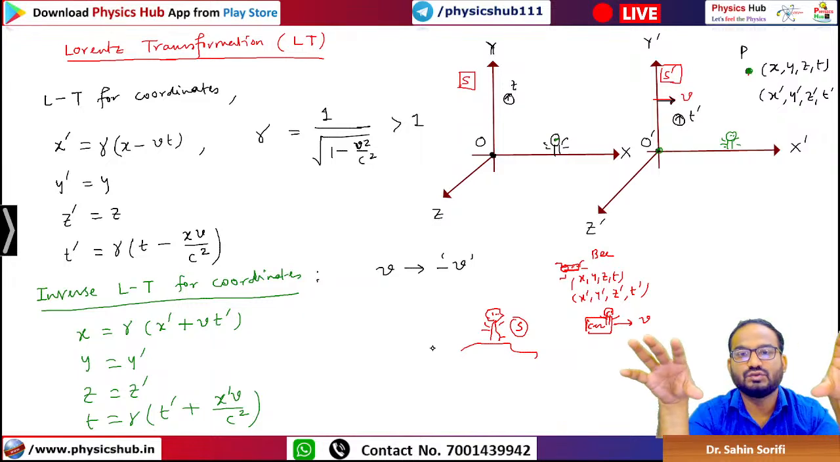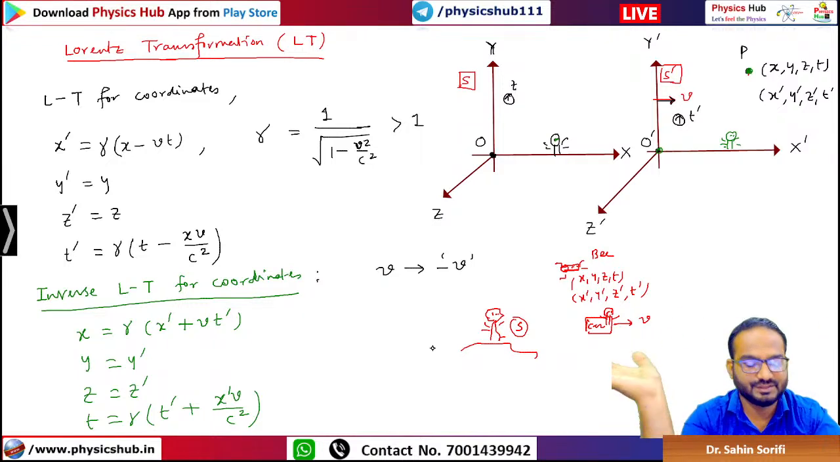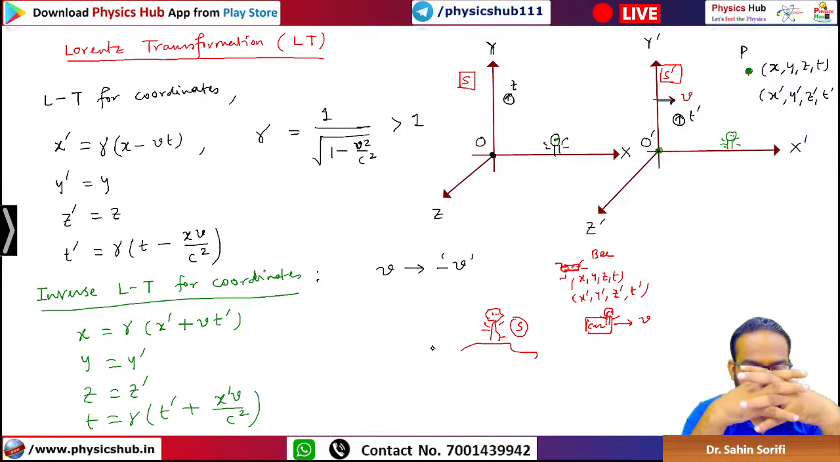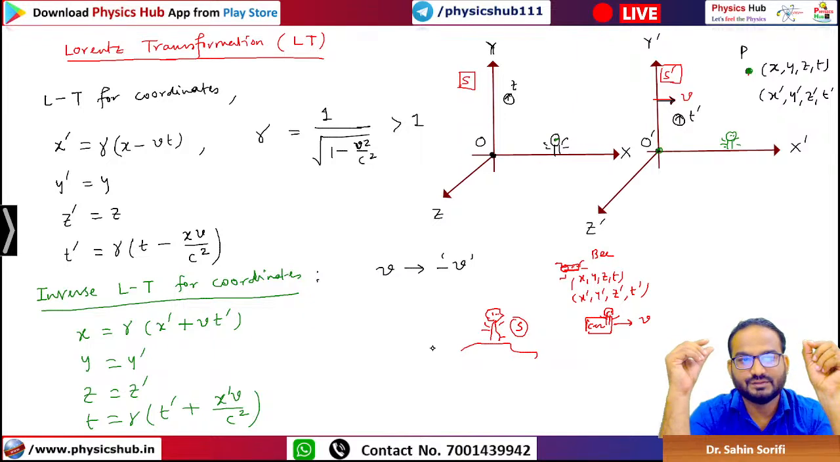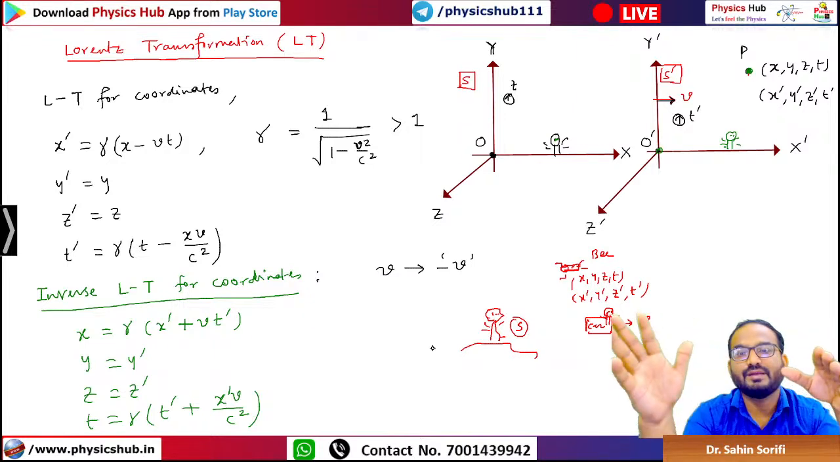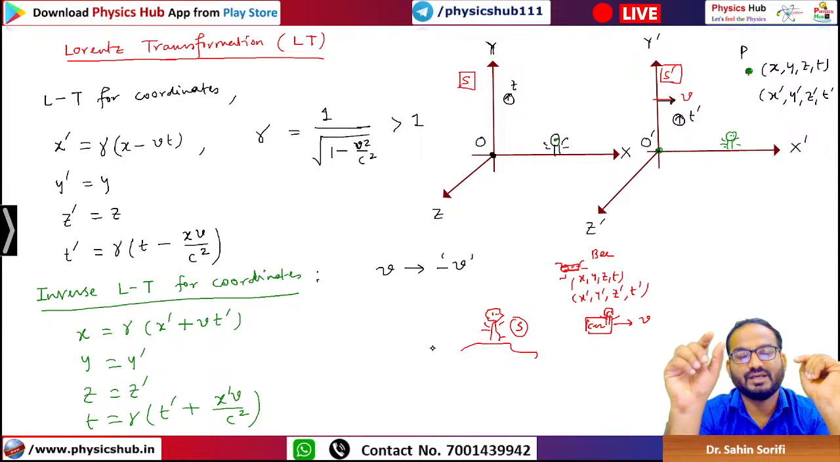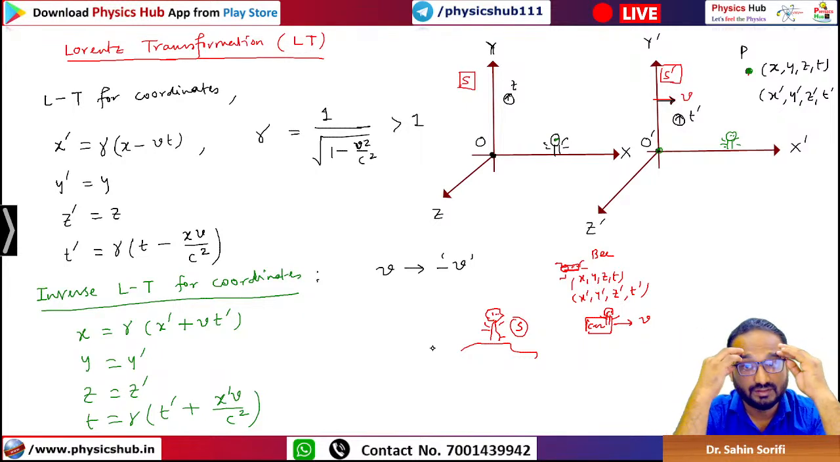It is just the two frames with respect to which we are measuring things, nothing else. When we are measuring with respect to S, there will be no prime. When we are measuring with respect to S prime, all quantities will carry a prime, like x prime, y prime, z prime, t prime, etc. V is the same. V is the speed of the S prime frame with respect to S. That is why it is v.